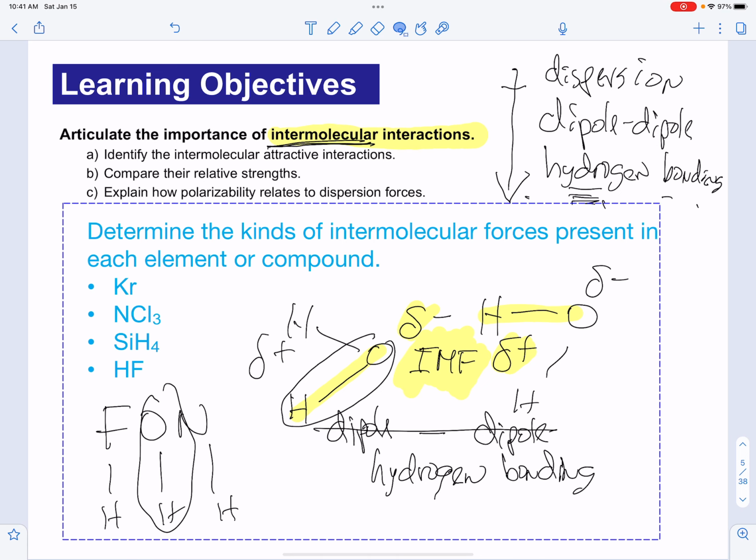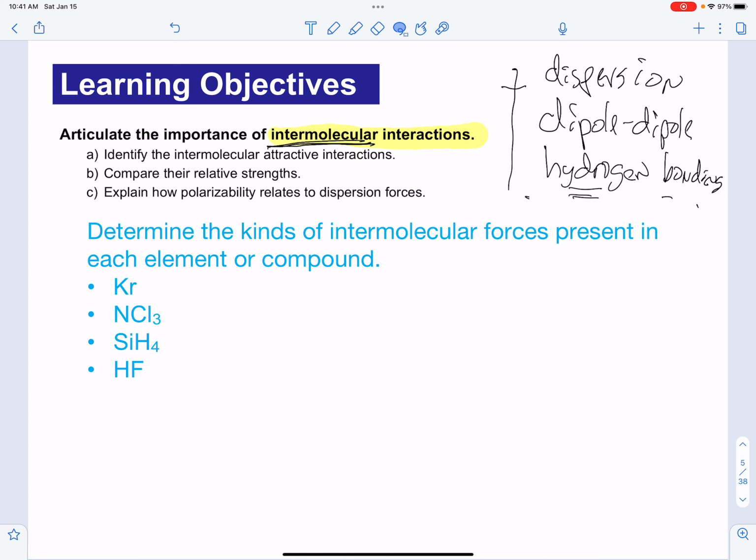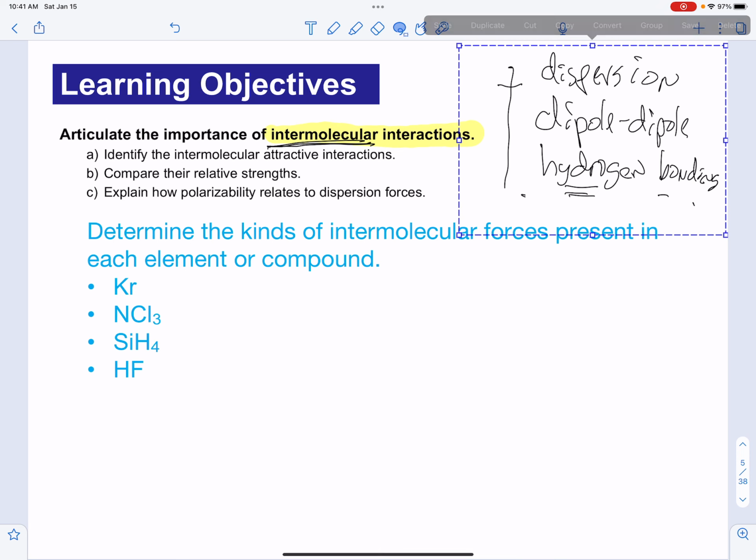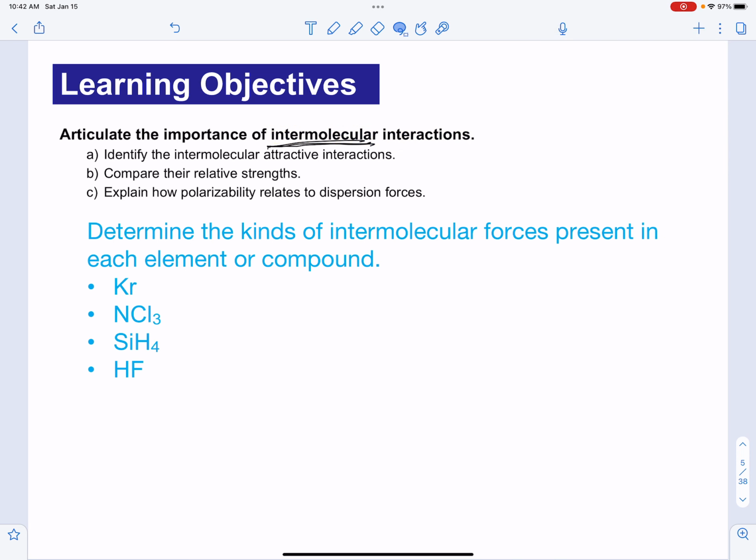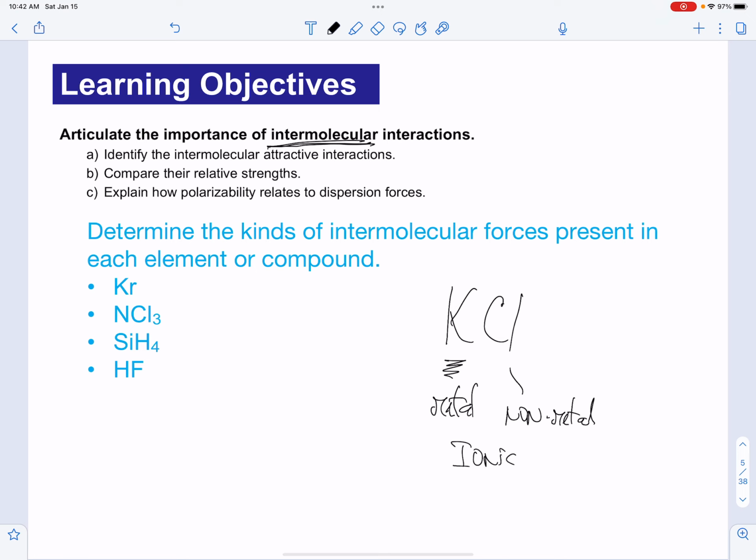And what about the last one? The last one is the ionic force. So for the ionic force, let's say that we have KCl. This is a metal. This is a non-metal. So you know from Chem 1 that this is an ionic compound.